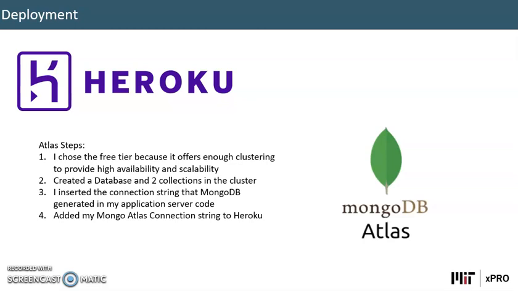For MongoDB Atlas, I chose the free tier because it offers enough clustering to provide high availability and scalability. Then I created a database and 2 collections in that cluster. I inserted the connection string that MongoDB generated in my application server code. Then at the end, I add my Mongo Atlas connection string to Heroku.